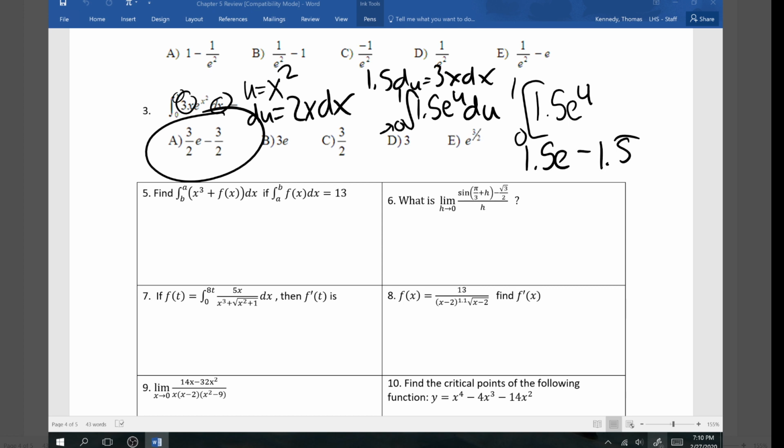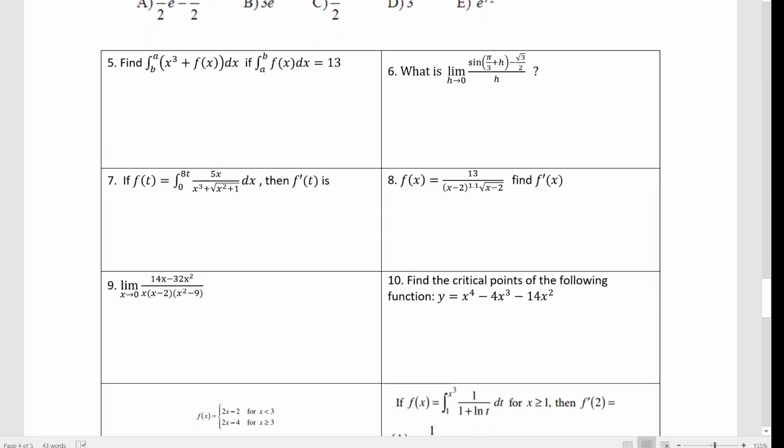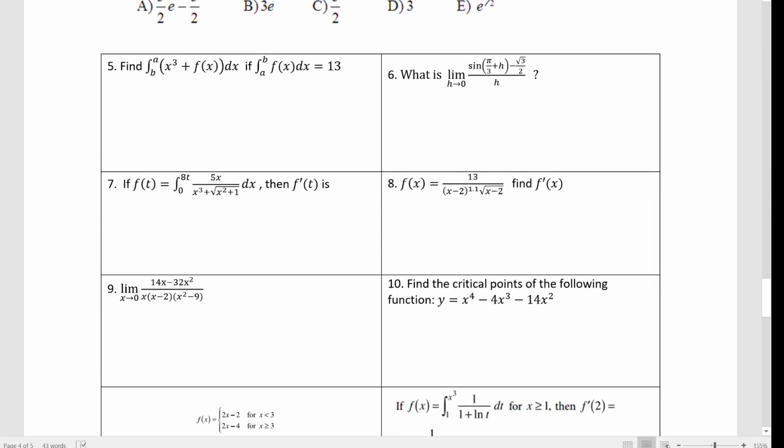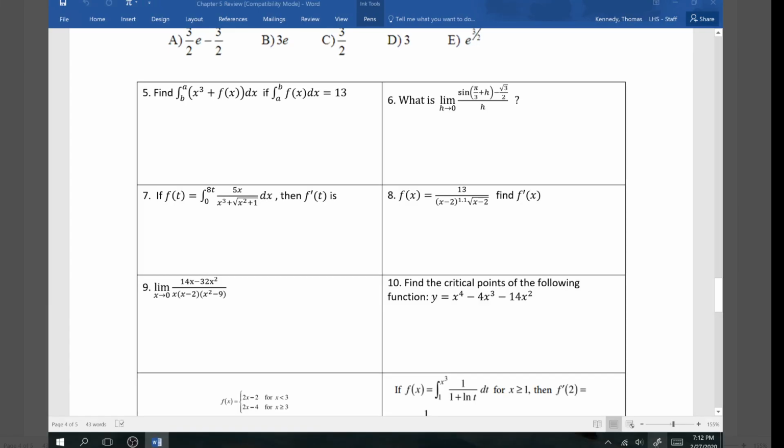Okay, next question, 6. Okay, 6 is just limit definition. You see this? This is f of x plus h minus f of x all over h, limit as h approaches 0. So you take the derivative of sine, it's cosine. You plug in pi over 3. And the cosine of pi over 3 is 1/2. Done. Limit definition, wow.